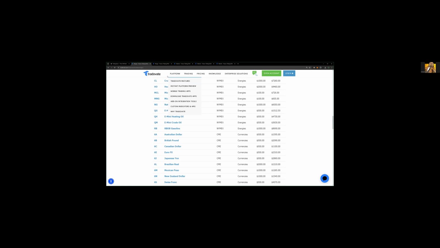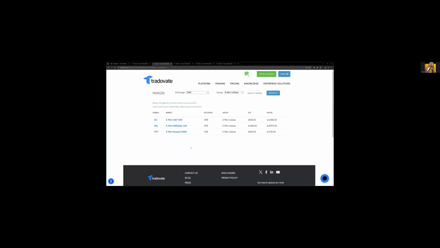What we want to see is the most common, the basic three: your S&P 500, your Nasdaq 100, and your Russell 2000. When you're looking at this, you can see the value points and the margin requirements needed to trade these instruments. For the S&P 500, the initial margin requirement is almost $13,000. The daily requirement is about 500. You could trade them from Sunday open at 1700 Central Standard Time to 1600 Central Standard Time the next day.